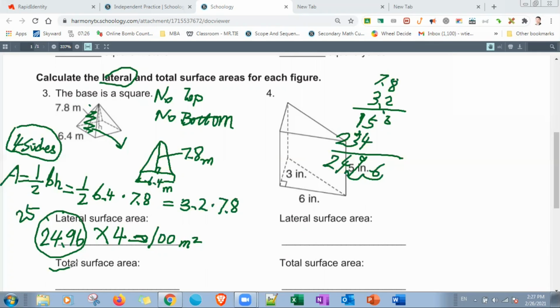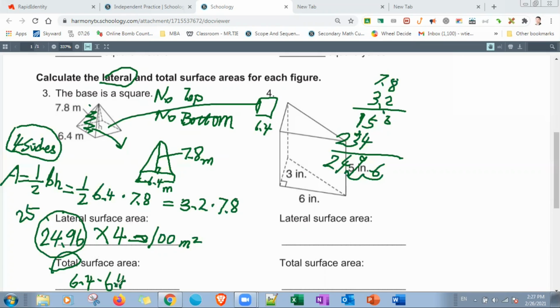So let's talk about the total area. Well, lateral area has no top, no bottom; total area just has the top and the bottom. Since this guy doesn't have a top, just a point, just add up the bottom, right? So the bottom looks like a square, right? And 6.4 is one side. What's the area of the square? 6.4 times 6.4.